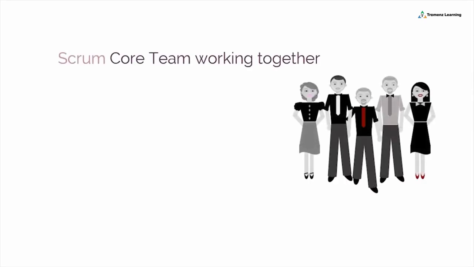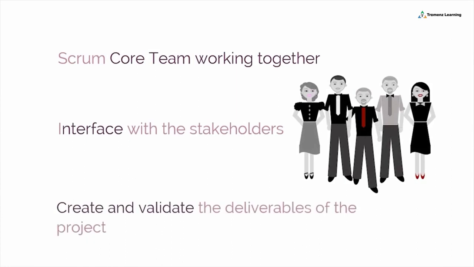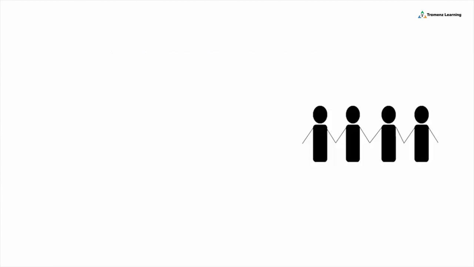In this session, we'll discuss an important concept, collaboration in Scrum. Collaboration refers to the Scrum core team working together and interfacing with the stakeholders to create and validate the deliverables of the project to meet the goals outlined in the project vision. It's important to note the difference between cooperation and collaboration here.